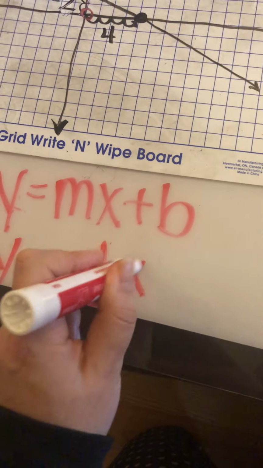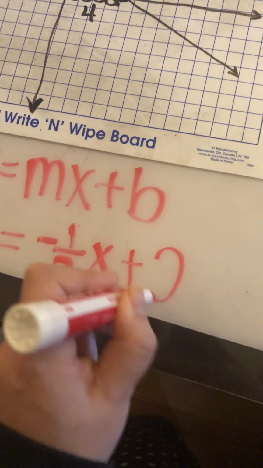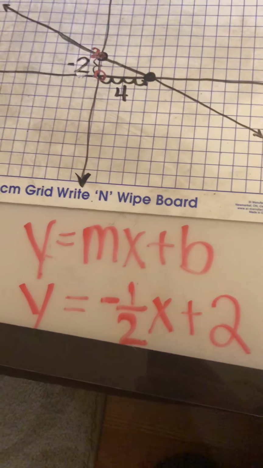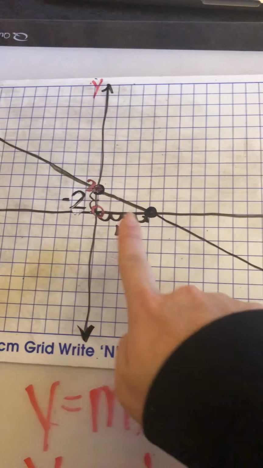X always follows your slope. And b is 2, and it's a positive, so plus 2. And that is the equation of the line. Okay? So again, the first thing we did was find 2 nice points.